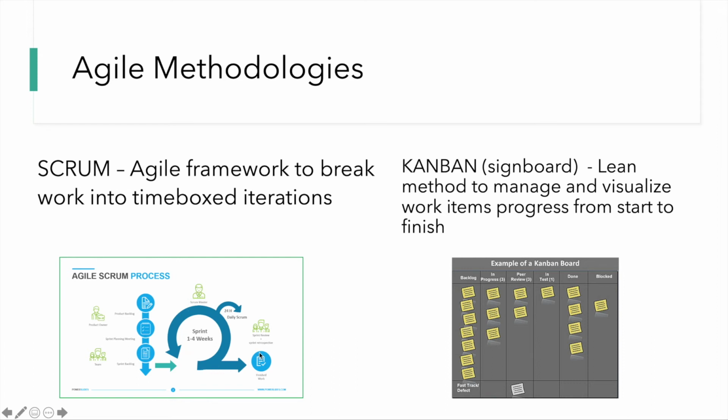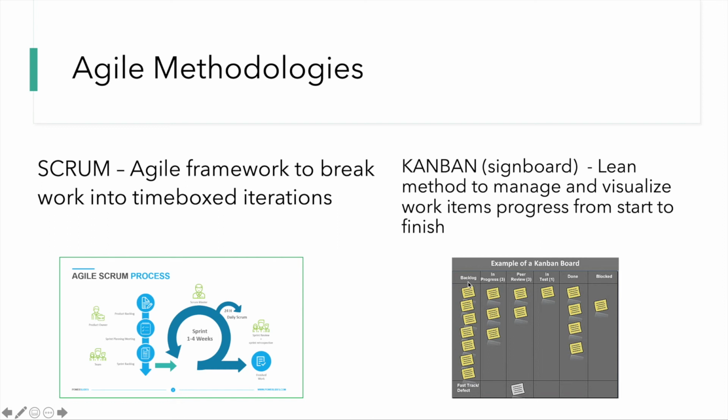And Scrum is just a framework, and there is something called Kanban, which means signboard in the Japanese language. It's essentially a lean method that can be used to manage and visualize your work items. So each work item will be placed in a particular pipeline. You can create a pipeline of items.